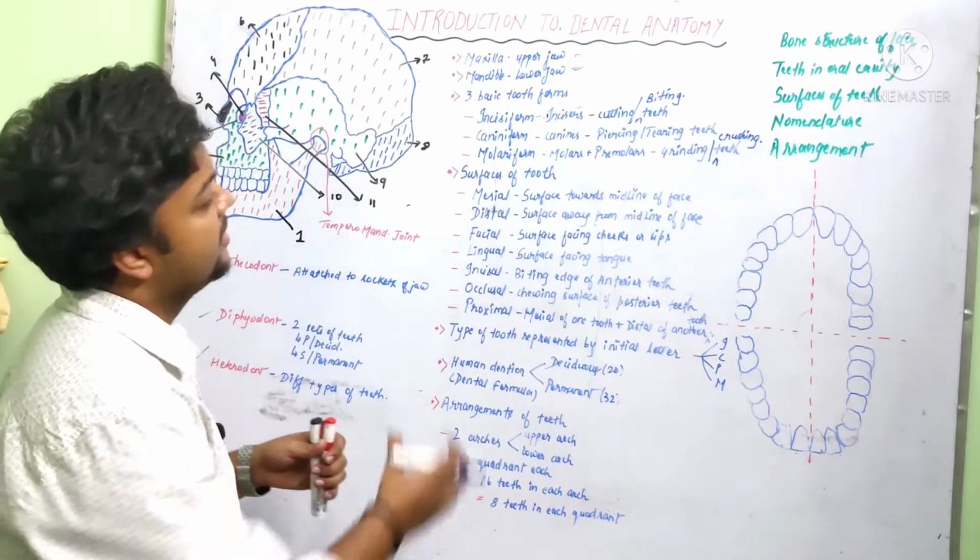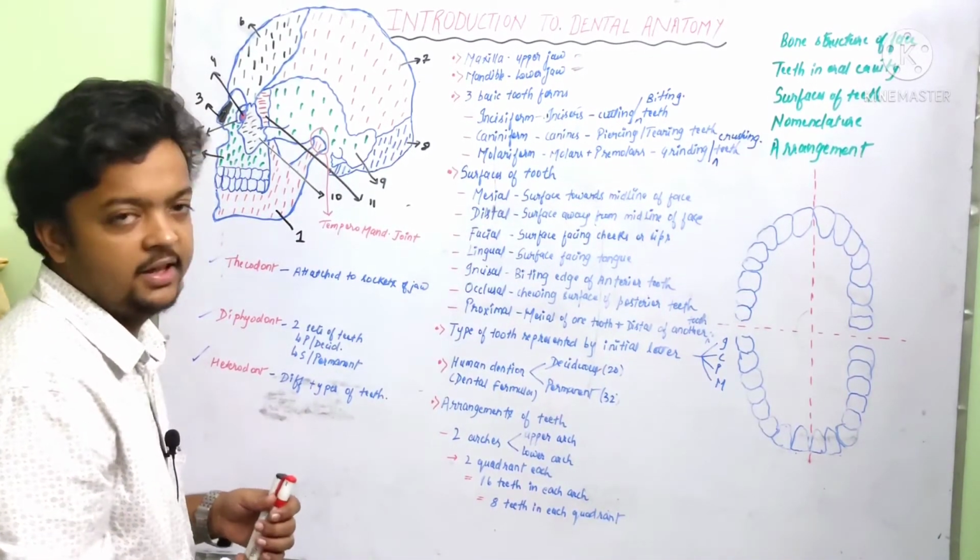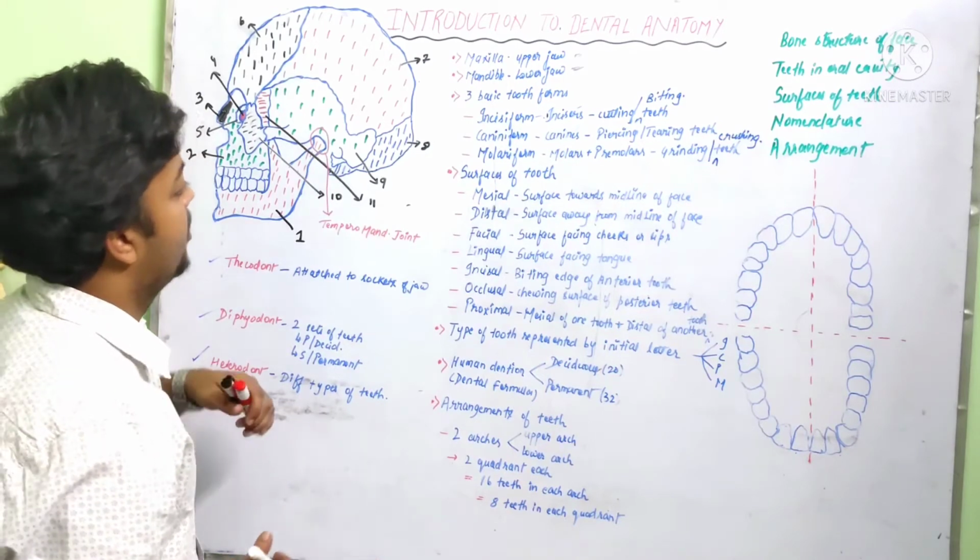So guys, I will talk about all these teeth, that is incisor, canine, molars and premolar, in detail, so don't worry about it. But first I'll talk about the surface of tooth.